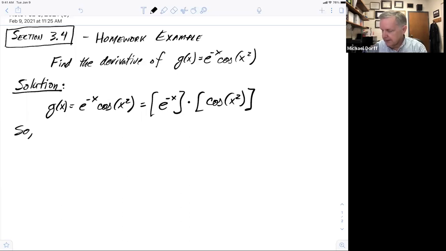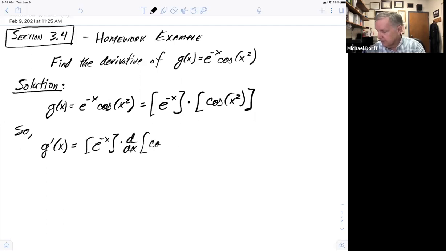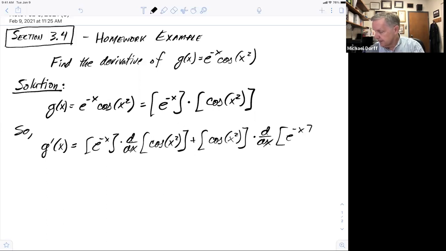So let's take the derivative. So g prime of x is going to equal, so I do the product rule. The product rule says I do the first, so it's e to the negative x times the derivative of the second, so that's the derivative of cosine of x squared, plus the second, cosine of x squared, times the derivative of the first, e to the negative x. All right, so we haven't even done the chain rule yet. We've just done the product rule.